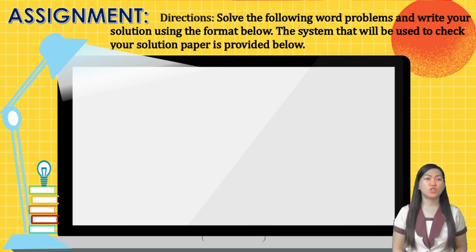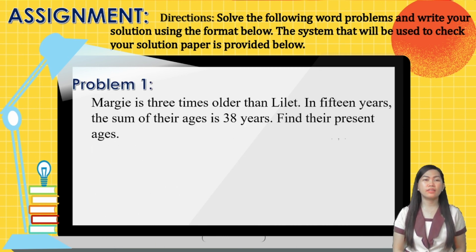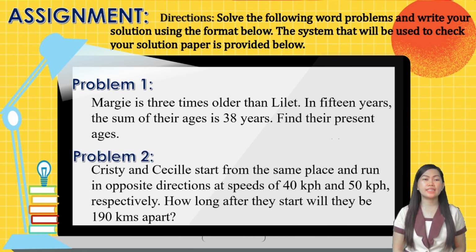For your assignment, direction: solve the following word problems and write your solution using the format below. The system that will be used to check your solution paper is provided below. So here are the problems. Problem number 1. Margie is 3 times older than Lynette. In 15 years, the sum of their ages is 38 years. So find their present ages. Problem number 2. Christy and Cecil start from the same place and run in opposite directions at speeds of 40 kilometers per hour and 50 kilometers per hour respectively. How long after they start will they be 190 kilometers apart?